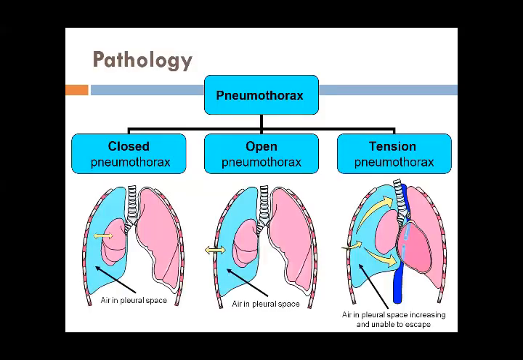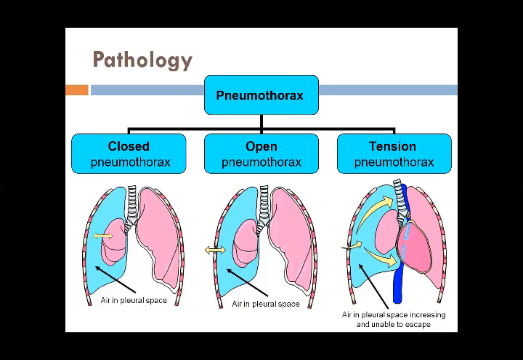Pathogenetically, pneumothorax is of three types: closed, open, and tension pneumothorax. The closed pneumothorax is one in which, if you see the leftmost side of the screen, there is air in the pleural space and the lung is compressed or collapsed around the bronchus, but this air in the pleural cavity has no connection with the outside environment. This is called a closed pneumothorax.